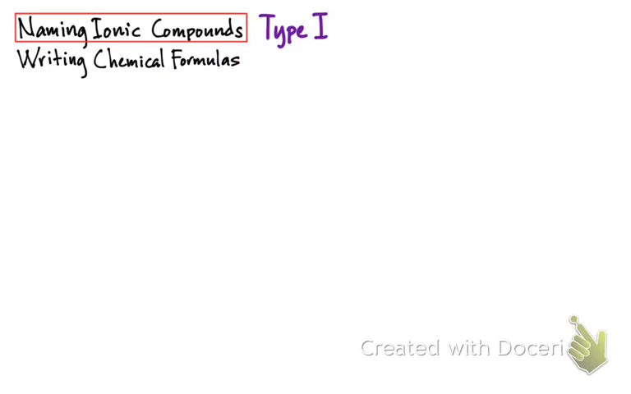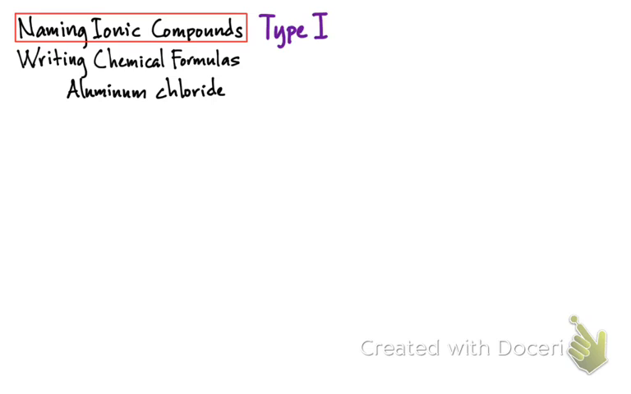All right, so sometimes you'll be given the chemical name, the name of the ionic compound, and then you would have to come up with the chemical formula based on the given name. All right, let's try some of this out. So let's say we have aluminum chloride. What would be the chemical formula for this type 1 ionic compound, aluminum chloride?